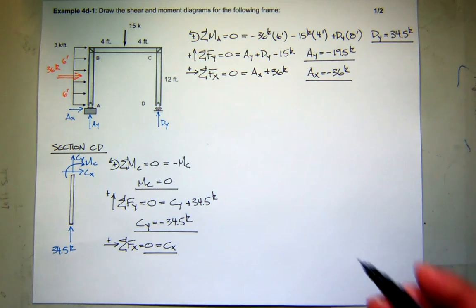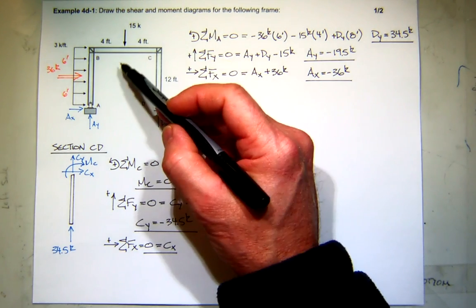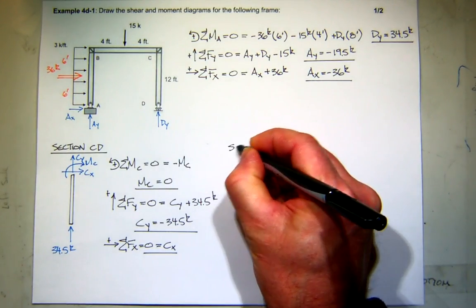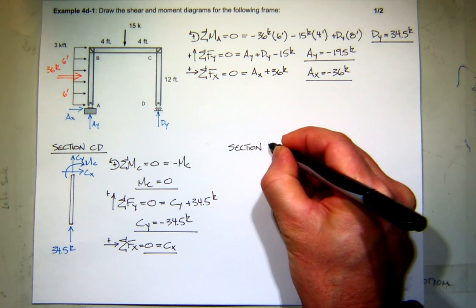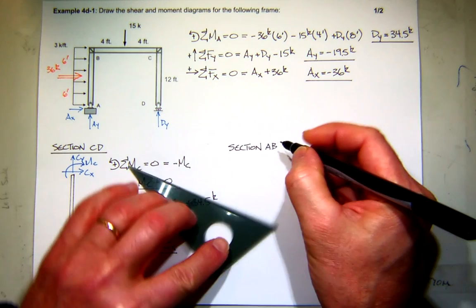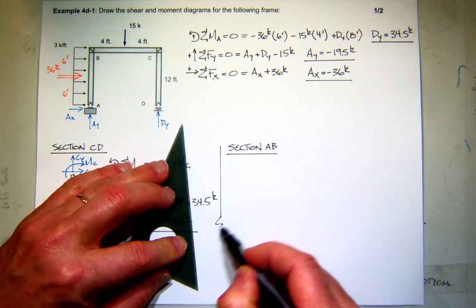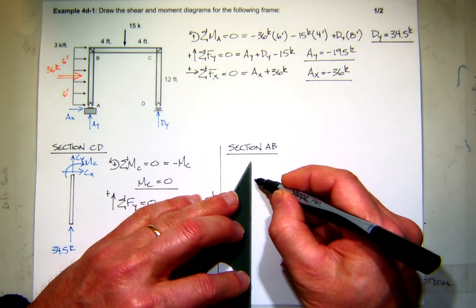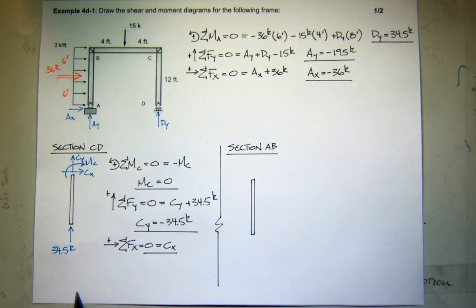Okay? Now what do we do? Well, we already talked about we're either going to do AB or BC or CD. We did CD, so let's do section AB. Just to make it a little cleaner, I'll draw a little line here, kind of separate it, and then I'll come and draw my free body diagram for AB.